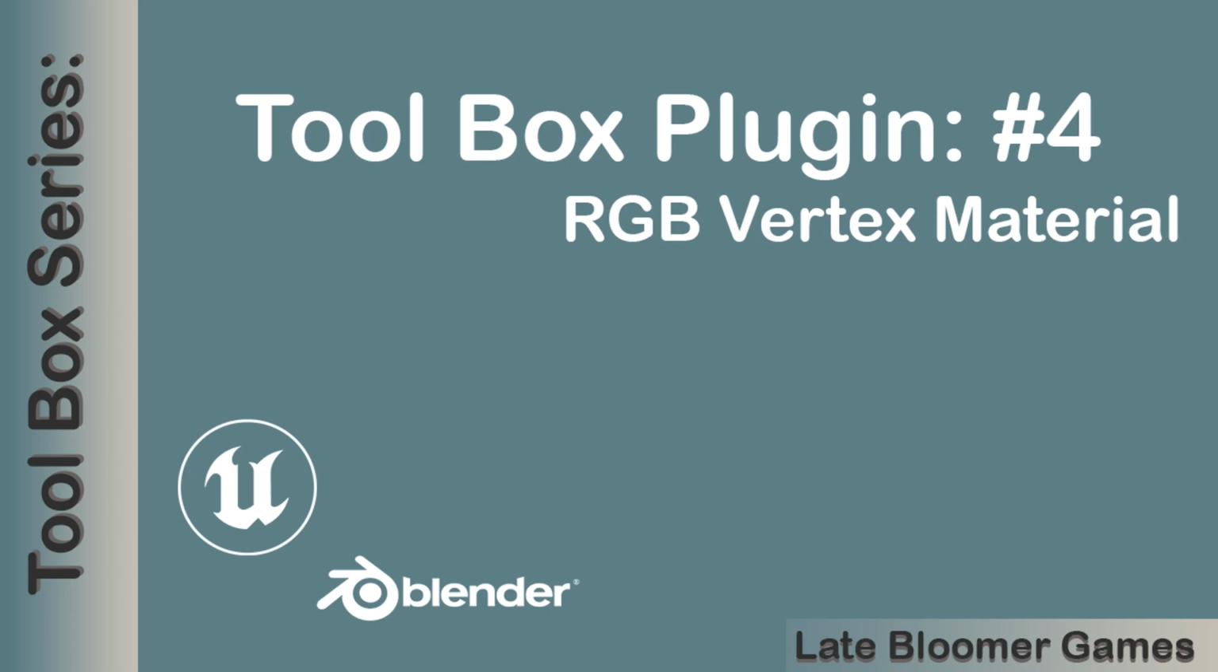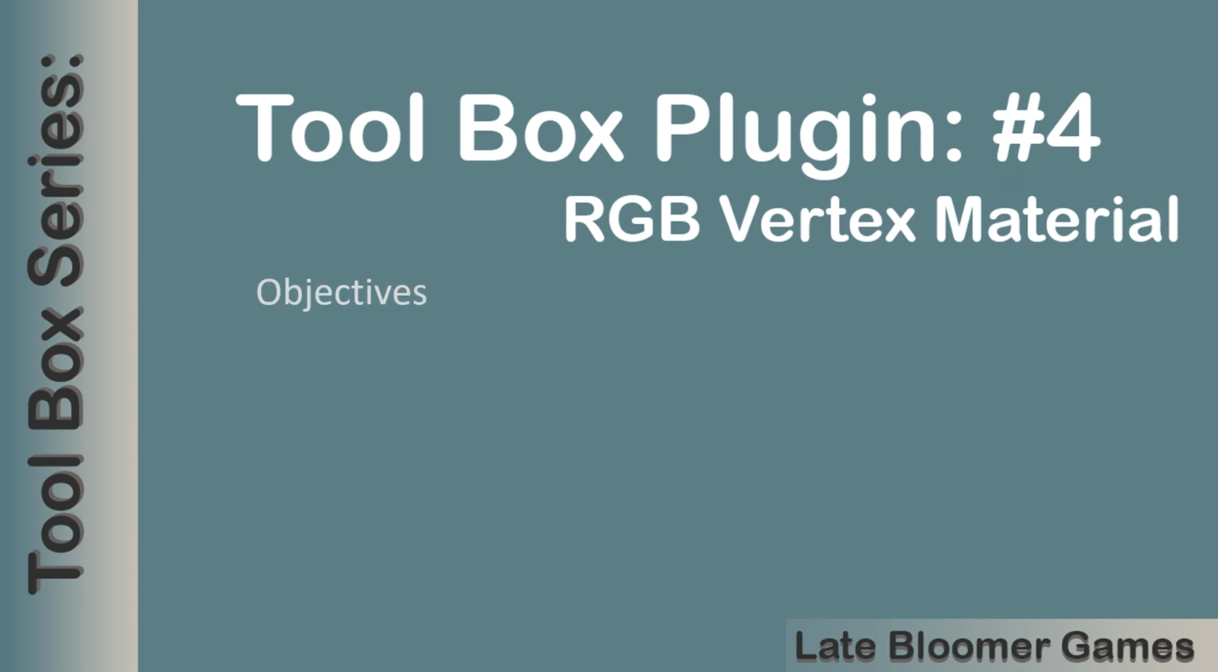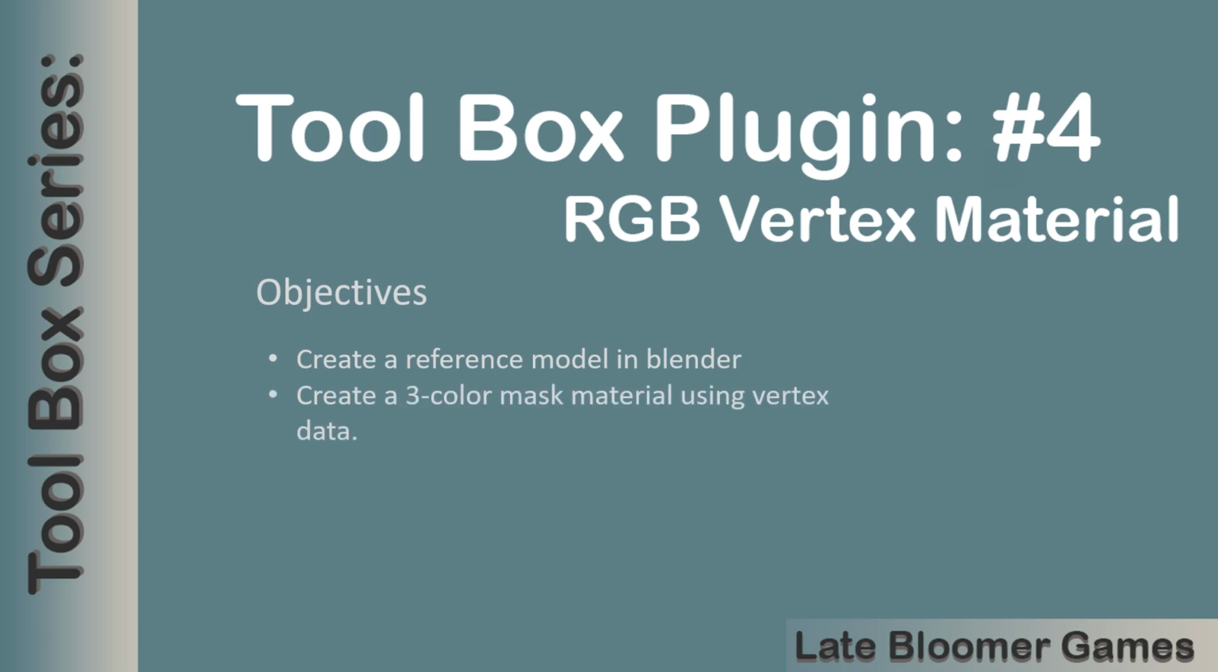Today we're going to make an RGB Vertex material that's going to take in Vertex data from our reference mesh and then allow us to use that to decide where colors are going to go. So our objectives are obviously we have to create a reference model within Blender that has Vertex data that we can work with. And then we're also going to need to create a 3-color mask material using Vertex data.